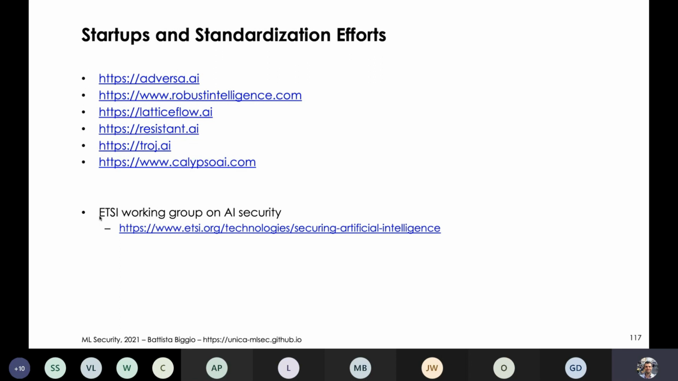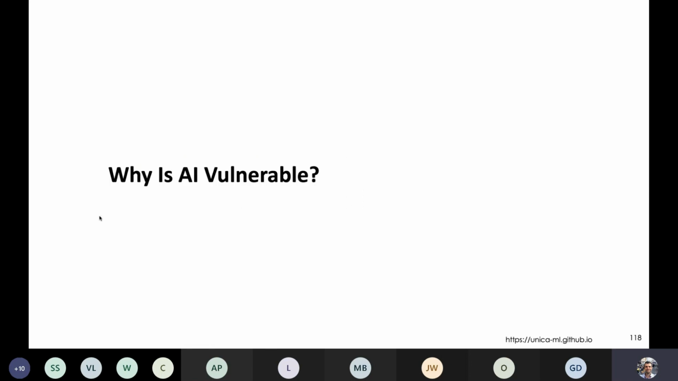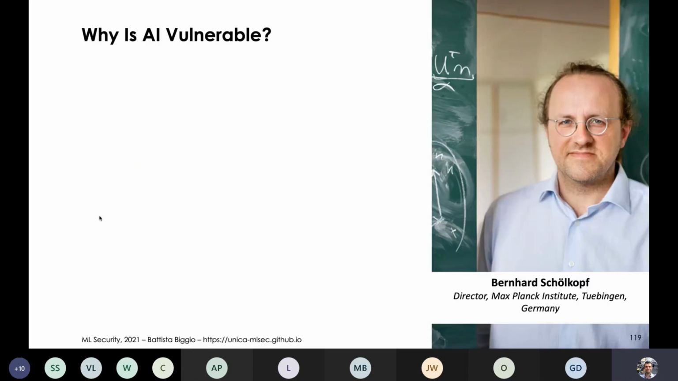So this is just to tell you that it's considered a relevant problem, not only by the academic community, but also outside of it. All right, so I want to spend two words telling you why these methods are generally vulnerable to attacks.